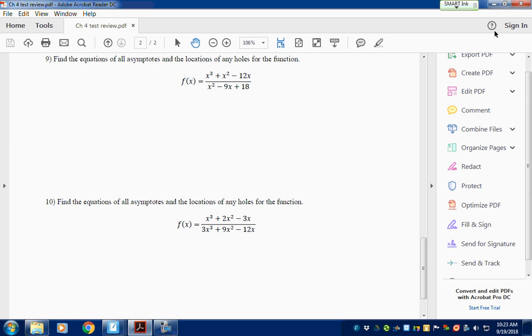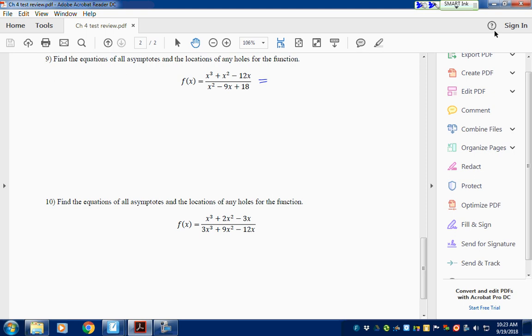So find the equations of all asymptotes and locations of any holes for a function. I usually just start with the vertical asymptotes. Well, I start with factoring. And then as soon as I factor and cancel, I can identify the vertical ones. The vertical ones are probably the hardest to find, in fact, vertical or oblique.